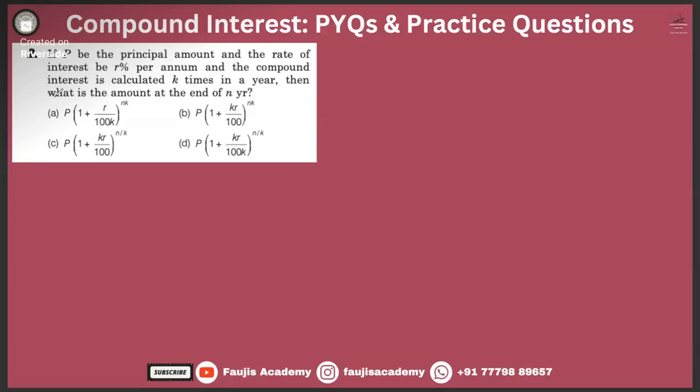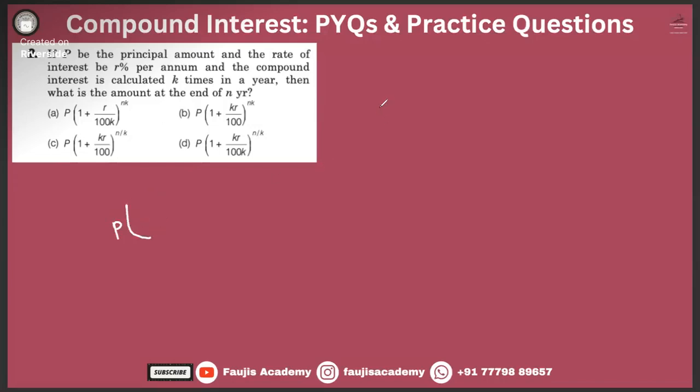So if P be the principal amount and R be the rate of interest, R percent per annum, and the compound interest is calculated K times in a year, K times in a year, then what is the amount at the end of n years? Option A, obviously option A. So what do we actually do?